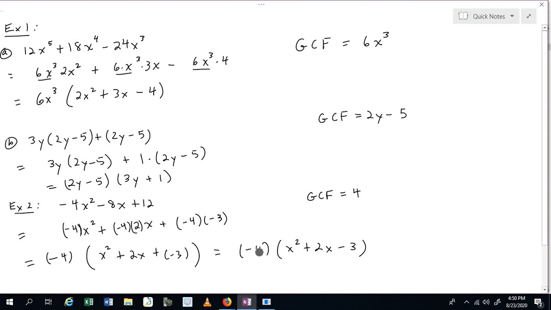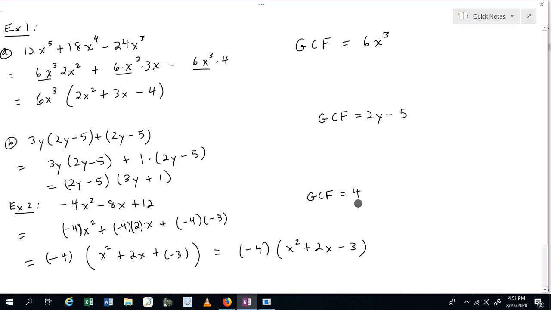If you want to check your answer, you could distribute the negative 4 to each of these terms and make sure you go back to this polynomial. Notice that by factoring this negative 4 out instead of just 4, I'm left with a plus x squared, a positive in front of the x squared. That's a very common thing that we like to do in math, to make sure the leading term in this polynomial has a positive coefficient.